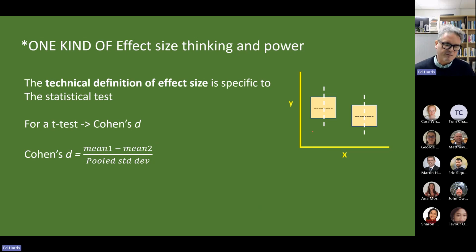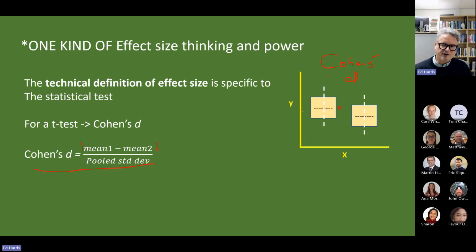All right, so as I mentioned, the technical definition for this kind of experiment is Cohen's d, and we calculate it thusly. We take the mean of one quantity, subtract it from the mean of the other quantity. Usually we would take the absolute value of that, and then use the pooled standard deviation.